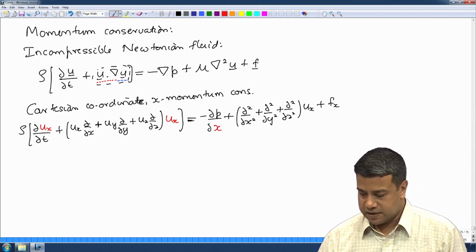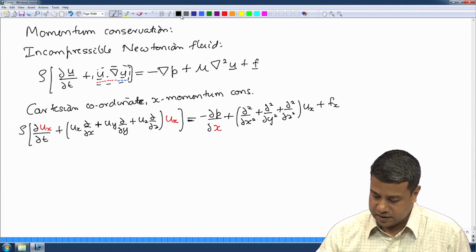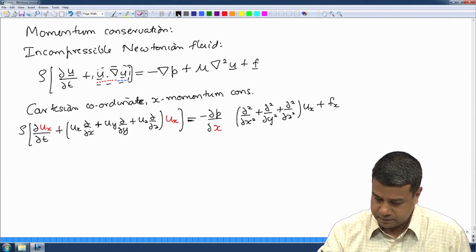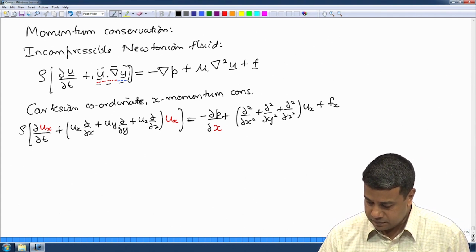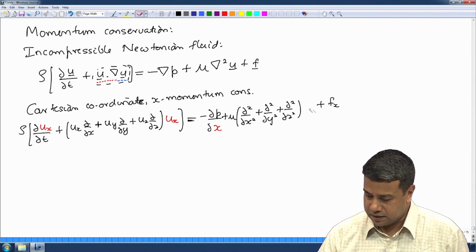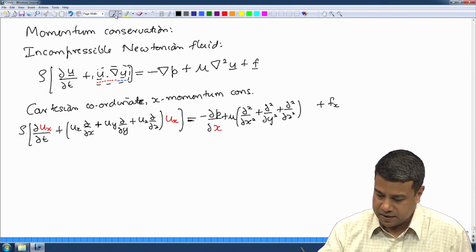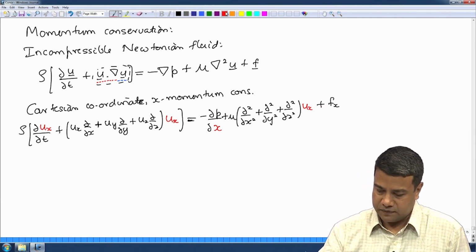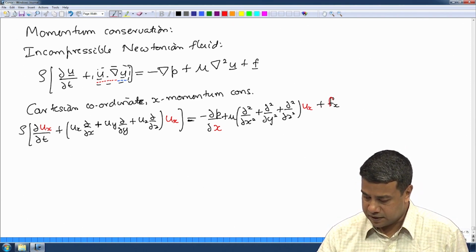In this viscous term here, and I should apologize, I should put in a viscosity there, I had forgotten the viscosity. The direction comes in the direction of the velocity. So, I am taking the Laplacian of the x component of the velocity, and in the force, of course, the direction comes in the forcing term.